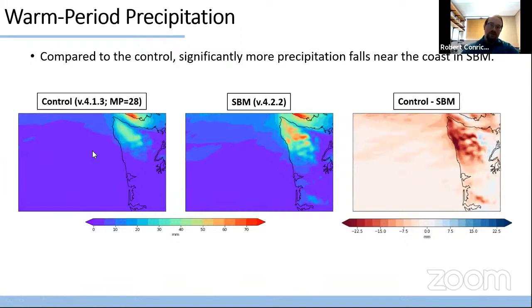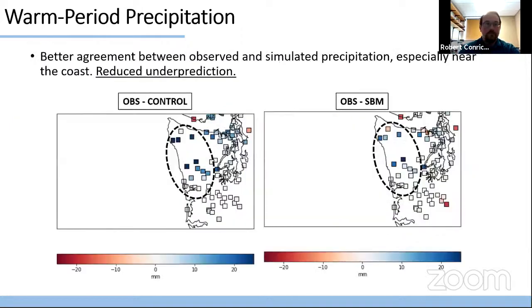Now here on the left is a precipitation accumulation map from our control simulation. In the middle here is the SBM, the bin model. There's a huge difference here. So here on the right is the difference between the control and the SBM. And what we notice is that the SBM is producing far more precipitation along the coast where we noted all of that warm rain in the observations. So potentially the SBM scheme is doing something better.